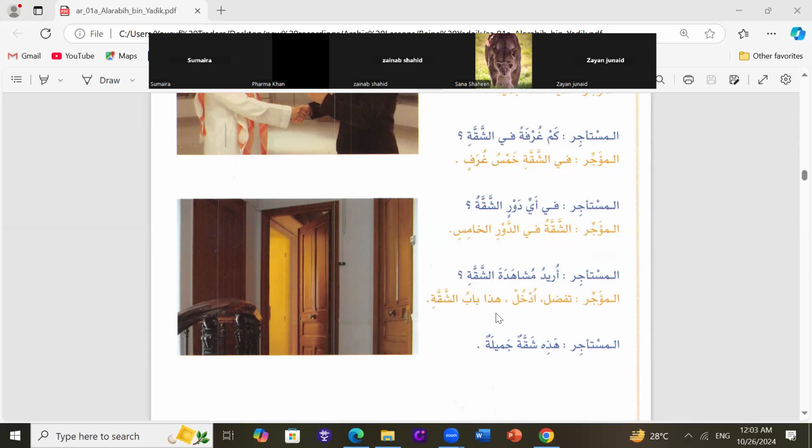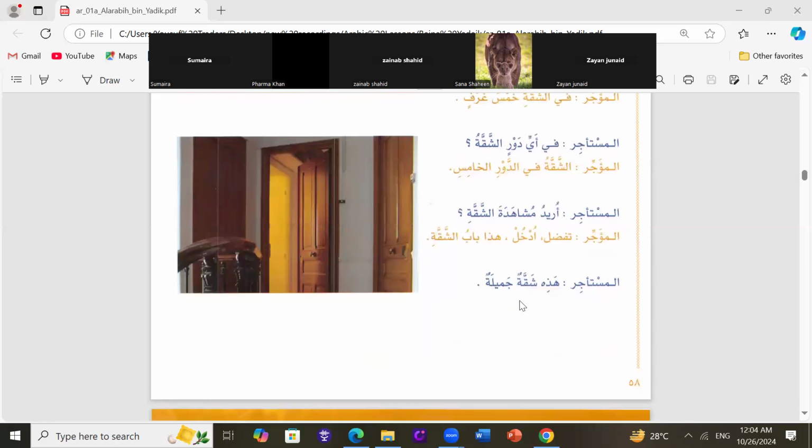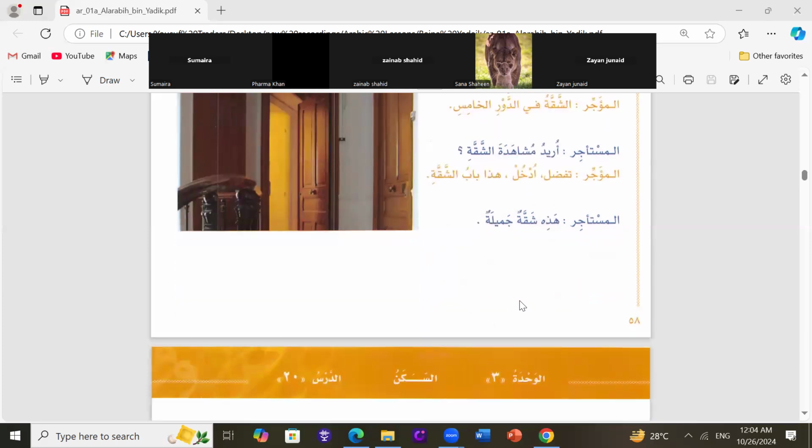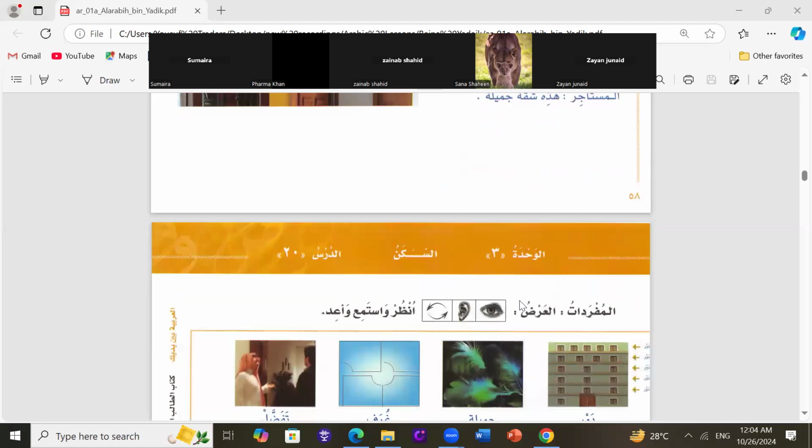Like mushahida, in Urdu we use mushahida and observation, but it is not in Arabic. For observation and witness, there would be some other words. In the next lesson, we will learn more words, which we call something else in Urdu, but those meanings are not used in Arabic. The Arabic words are different.